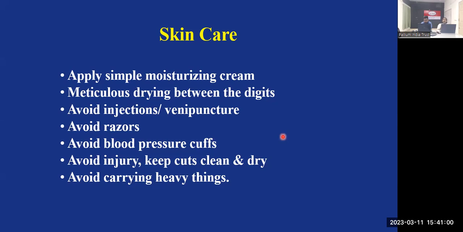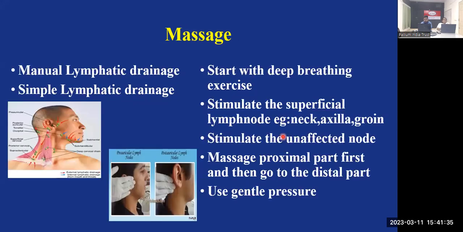Another thing is avoid carrying heavy things. If you carry heavy things, what happens to the limb? The blood circulation will increase, and then the fluid increases and lymphedema also develops. The next thing is avoid heat. If you apply heat to that area, again the blood circulation increases, and that way lymphedema develops.